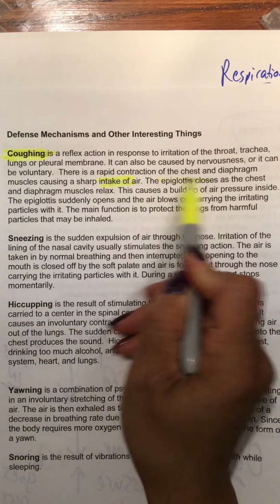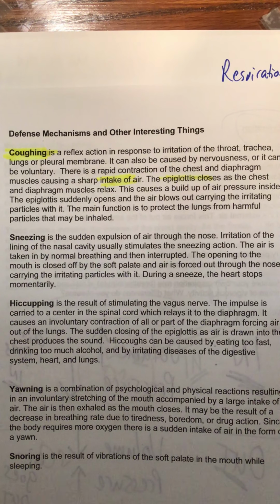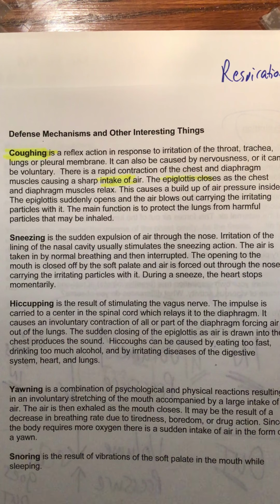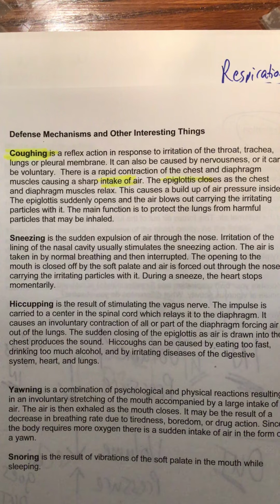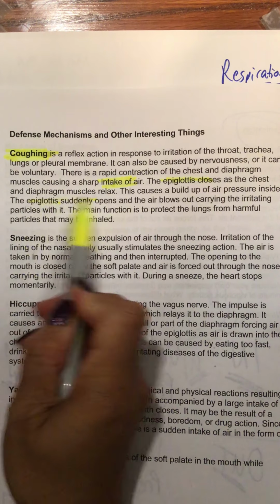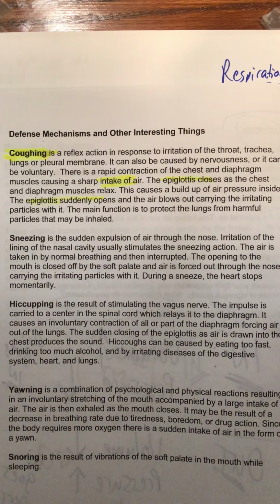The epiglottis closes as the chest and the diaphragm muscles relax, and this causes a buildup of air pressure inside. And when the pressure is high, it has no choice but to go out. So the epiglottis then will suddenly open and the air blows out, carrying the particles with it. Coughing is actually a very rapid release of air particles from the inside of your lungs, and you're talking something like 100 miles per hour.